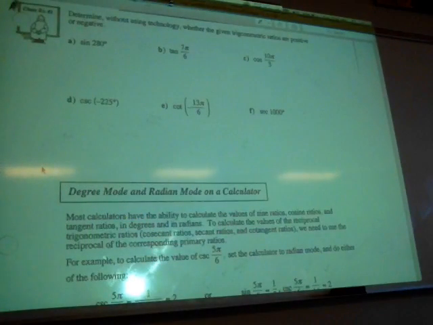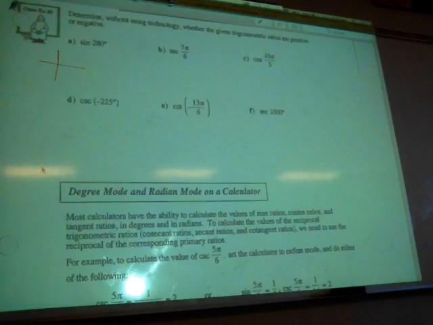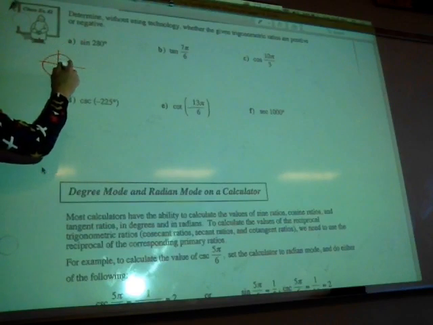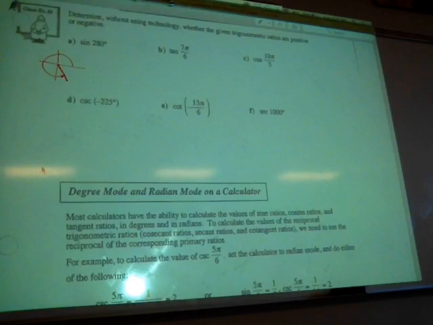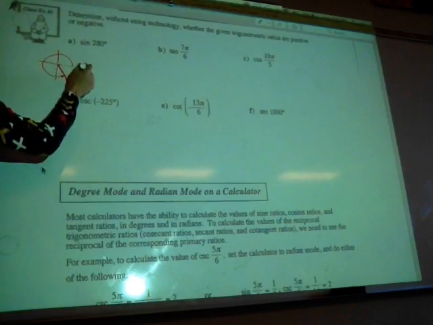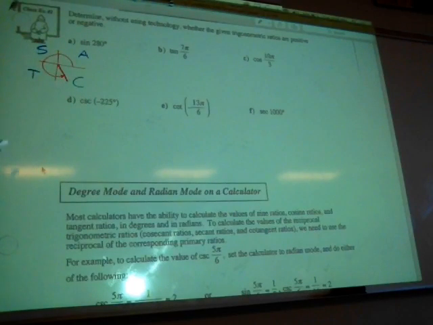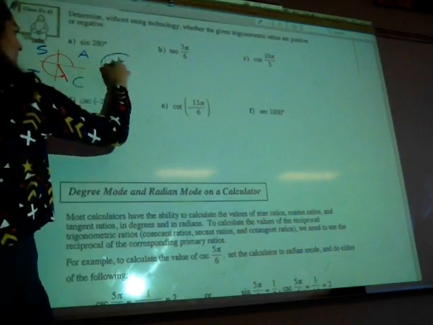Okay, so for sine 280, first thing we have to do is draw the rotation angle and where it's going to terminate. So we're at 0, 90, 180, 270, 280, there we are. It terminates in quadrant 4. Now we're going to draw the CAST rule. C, A, S, T. Is the sine ratio positive or negative in quadrant 4? Negative. Negative, you got it.